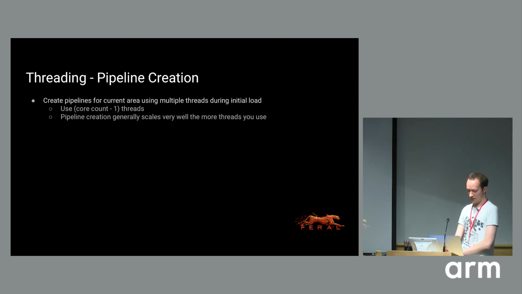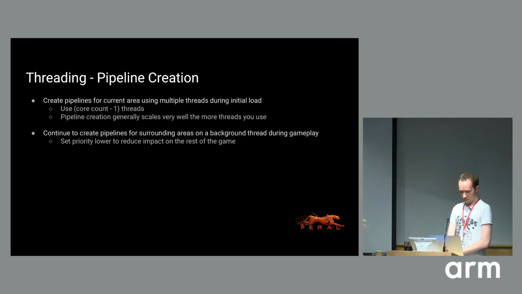So the solution we had was to use multiple threads for doing pipeline creation. The first thing we do is, in Rise of the Tomb Raider, there is a loading screen when you first load the game. So you start the game, load into a save, and then you get a loading screen there. On that loading screen, we use all but one of the cores available in the machine to create pipelines for the specific game area that we're loading into.